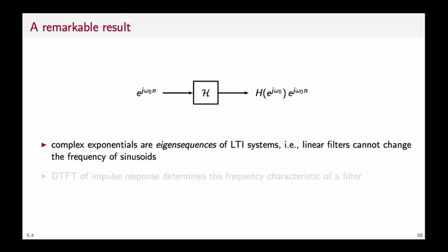So the first fundamental property that we can glean from this derivation is that a linear time invariant system cannot change the frequency of a sinusoidal input. And so, since the sinusoidal input is a pure frequency component, it's clear that the DTFT of the impulse response fully determines the frequency characteristic of a filter at a given frequency.